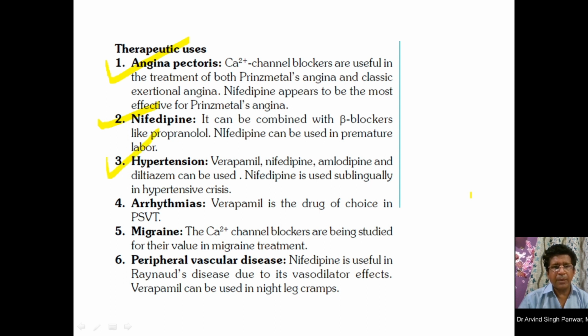Number 3, hypertension. Verapamil, nifedipine, amlodipine, and diltiazem can be used. Nifedipine is also used sublingually in hypertensive crisis. Then arrhythmias. Verapamil is the drug of choice in PSVT, paroxysmal supraventricular tachycardia. Migraine. The calcium channel blockers are also being used for the treatment of migraine.